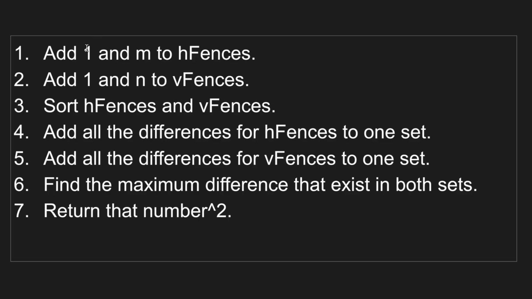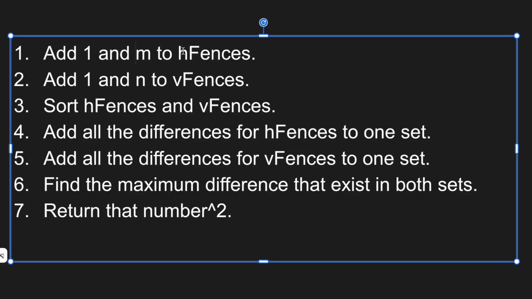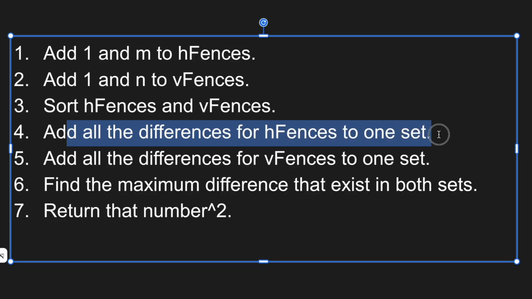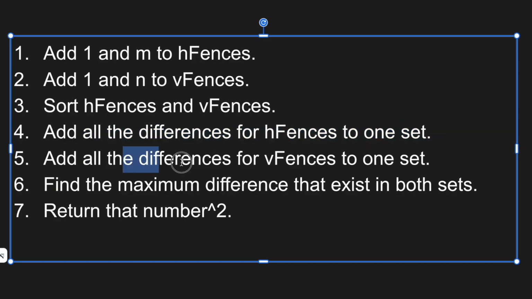And the largest area will be one of these boxes. So what we can do is add 1 and m to the array hFences, and we also add 1 and n to vFences, because those outside lines that surround all these fences also count as fences themselves, so we add them to the arrays. Now we will sort both of these arrays, and we will add all the differences for hFences to one set and all the differences for vFences to another set. Then we will find the maximum difference that exists in both sets, and we return that number squared, and that will be the maximum area of a square field.